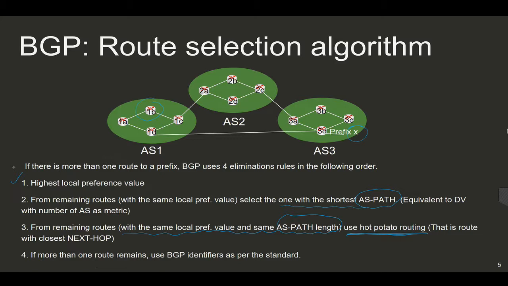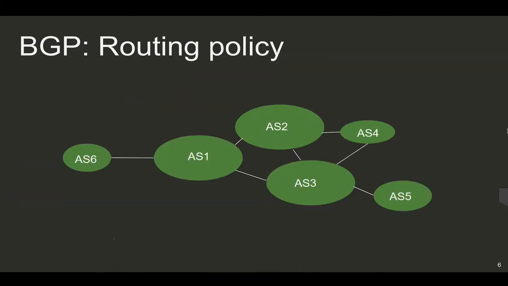If after that it still has two or more routes with the same local preference value, the same AS path length, and the same closest next hop cost, then from the remaining routes it's going to use a standard identifier, something called a BGP identifier, and depending on the way that the identifier is created, BGP selects one of the remaining routes. Okay, we're not going to look at the details of the BGP identifiers, and that's how the route selection algorithm works. Now let's look at a more realistic view of the internet.